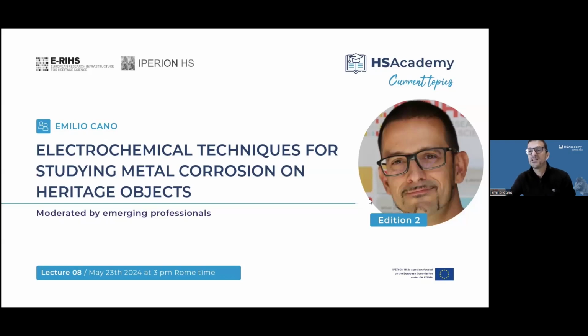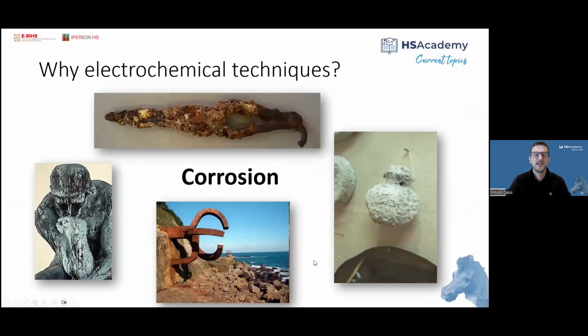Okay, so as it has been announced, I will be talking about electrochemical techniques for studying metal corrosion on heritage objects. These techniques are not so popular as other techniques used in heritage science. So the first question is why use this technique? And the answer is this: it's corrosion.